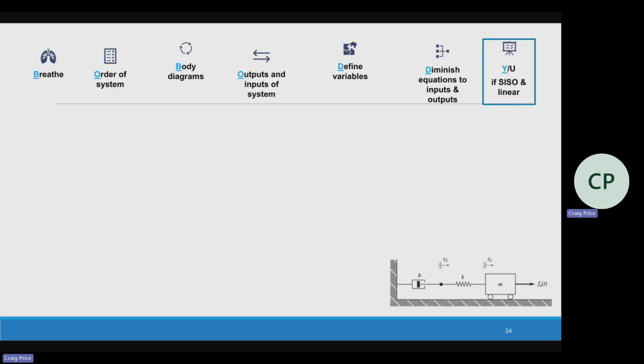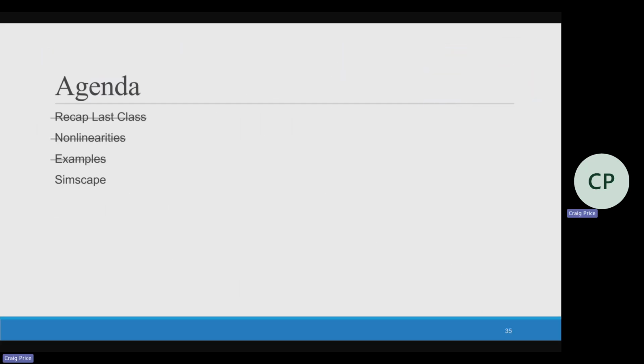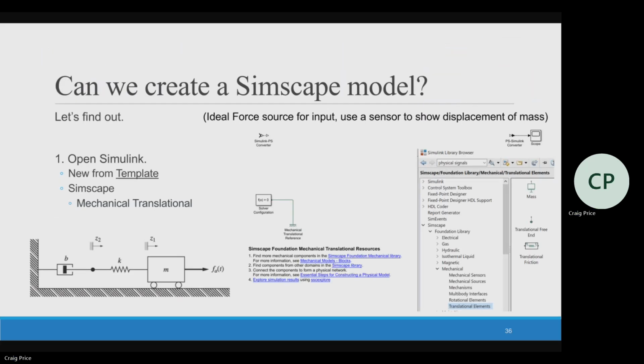Okay, we can't do a transfer function, by the way, because we don't have a single input, single output. I mean, I could do it for this one, but I could not do it for this one. So I'm just not going to do the transfer function. Simscape. Can we create a Simscape model?